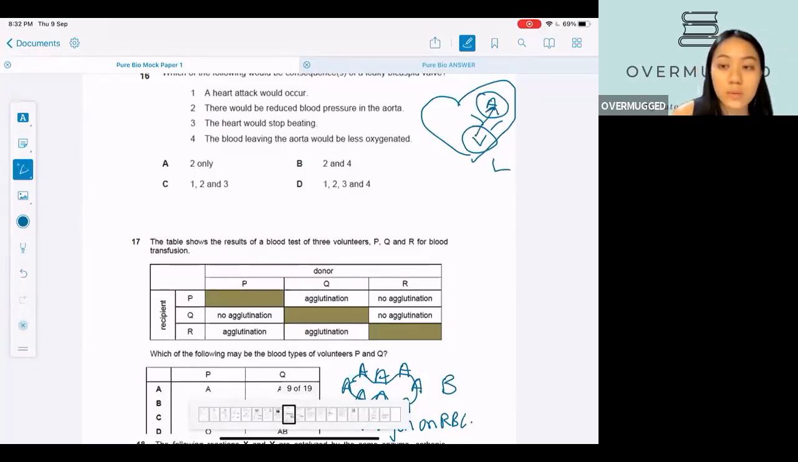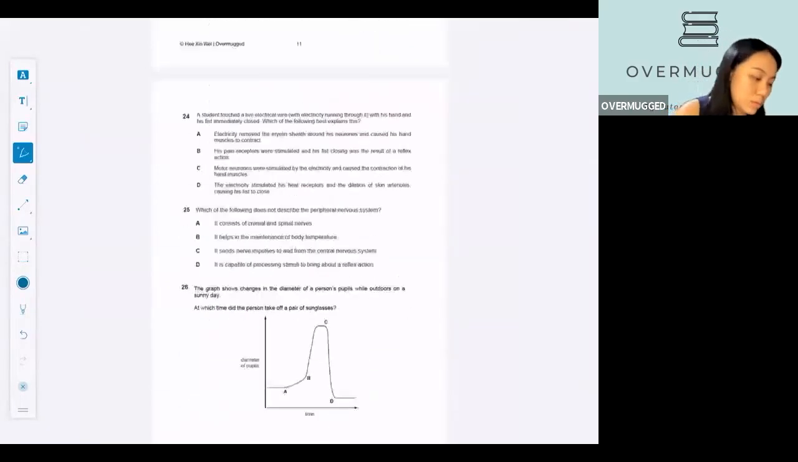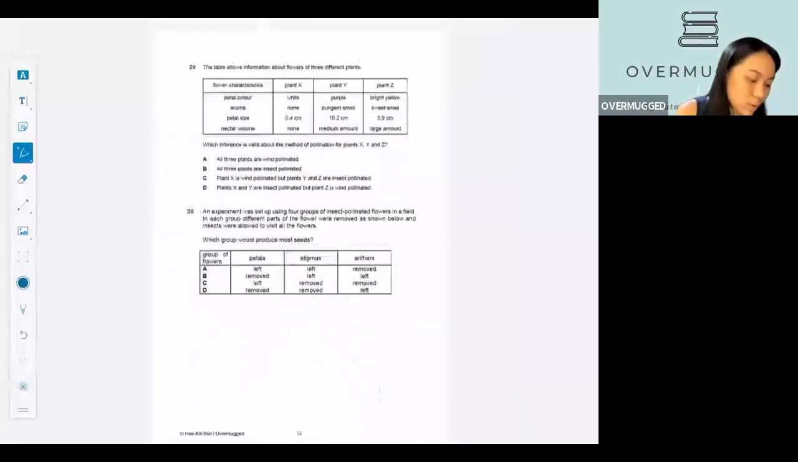And if blood flows back to the atrium, it means that less blood is being transported through the aorta to other parts of the body. So in this sense, it is getting less oxygen to your body. That's why option 4 is correct. Twenty-eight, we talked about it already.